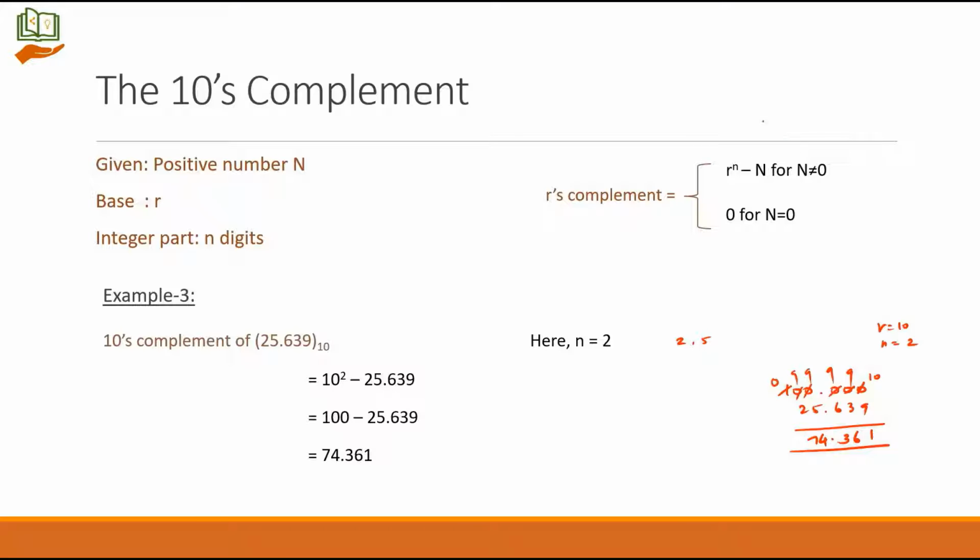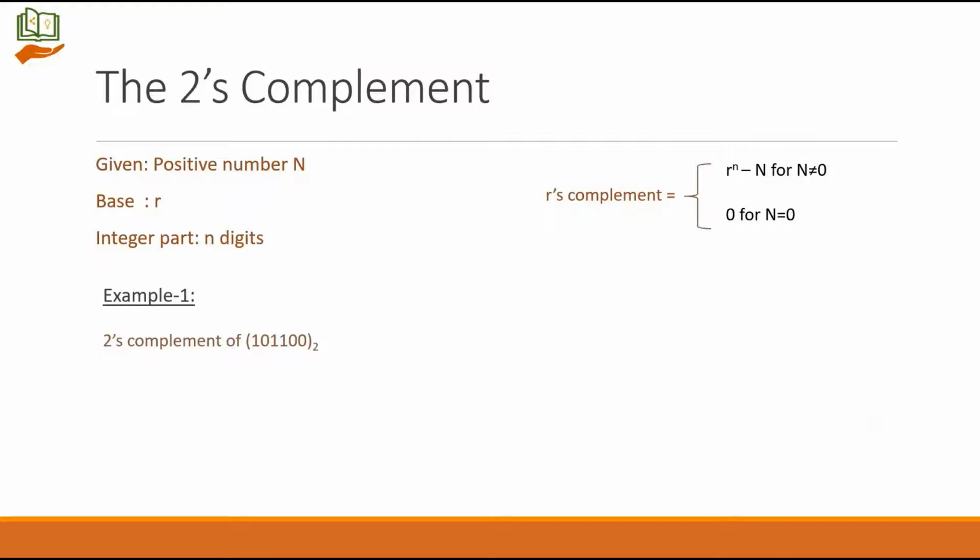Now we have seen r is equal to 10. What about r is equal to 2? It has the same rules. So whenever they ask something in tens complement, you can understand it's for decimal digits. And whenever it's 2's complement, you can understand it's for binary digits. Obviously, this will have 9's complement and this will have 1's complement. 2's complement of 101100 to the base 2.